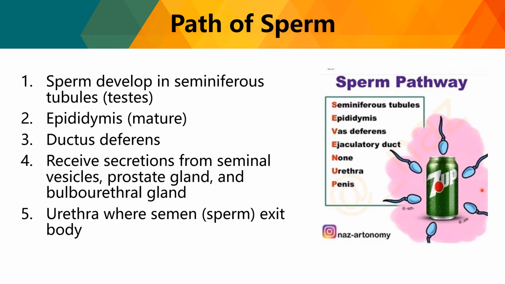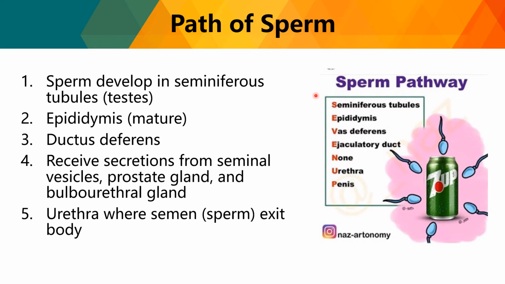Okay, so the image that you see here on the right side is just an example of how you could memorize the sperm pathway. But this 7-up is not actually complete. It would just give you a simple or easier way of memorizing how the sperm pathway looks like. But again, remember that after the seminiferous tubules, you still have your rete testis, and then you have your efferent ductules before reaching the epididymis, and then going to the ductus deferens, and then the urethra, and then the penis.